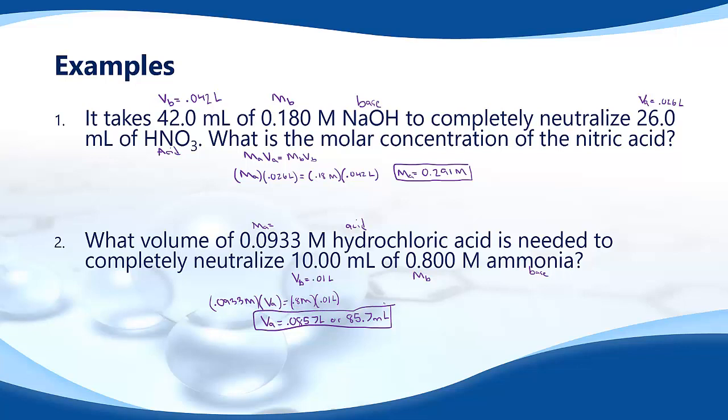And again, this number should make reasonable sense. The hydrochloric acid is much less concentrated than the ammonia, so it should take us a lot more of it to get the same number of moles. Right, so this is how the math is going to work.